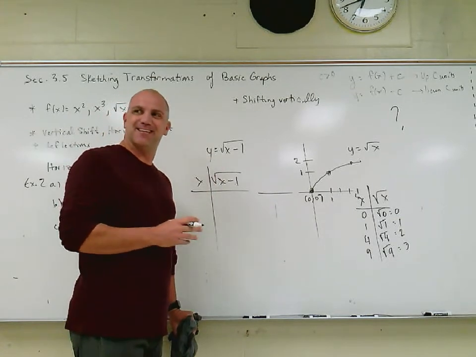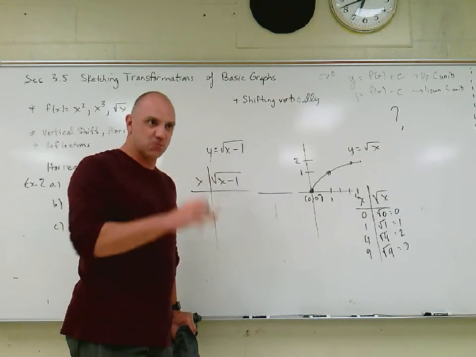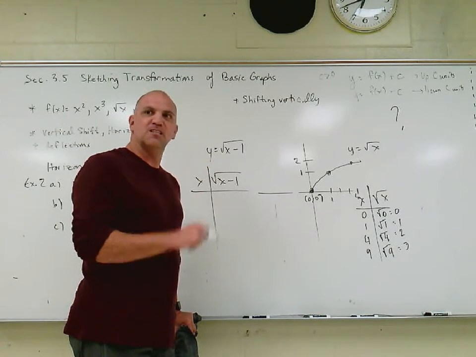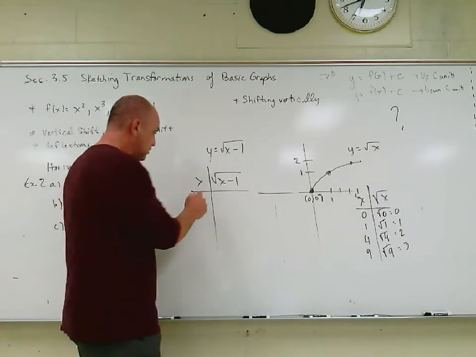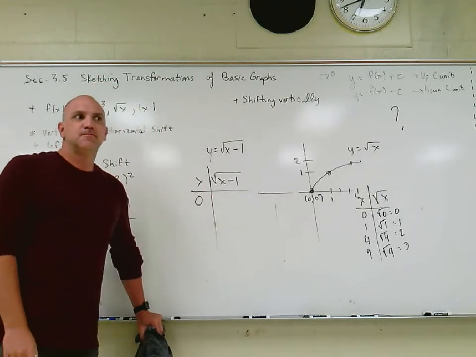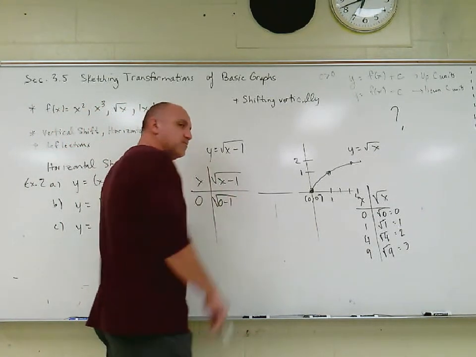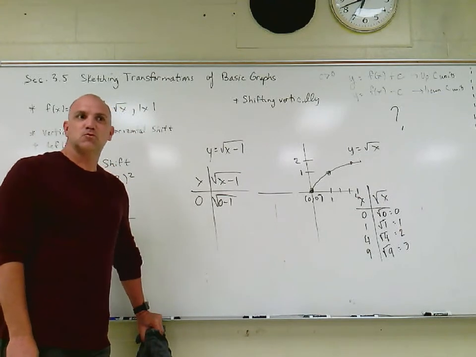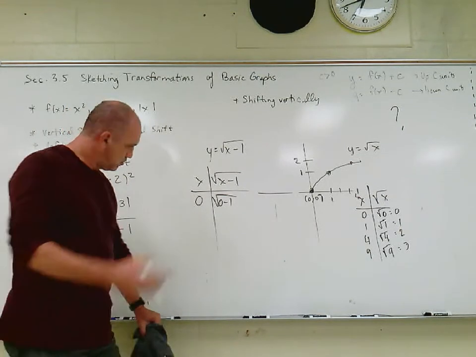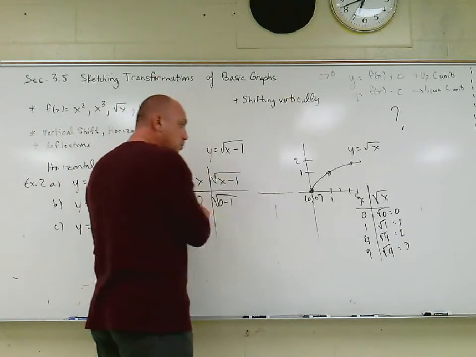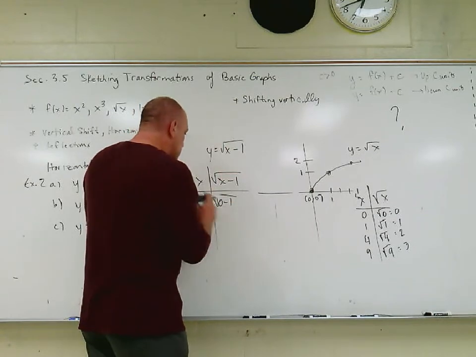I'm so glad she said that, because this is where I'm gonna get you. This is where you'll learn. She said, can you not use the same x's? Sure, I'll go ahead and use the same x's. 0. Square root of 0 minus 1. What happens? Oh. Square root of a negative. So we can't use the same x as before, because if I do, I get a negative. And then you can't score.